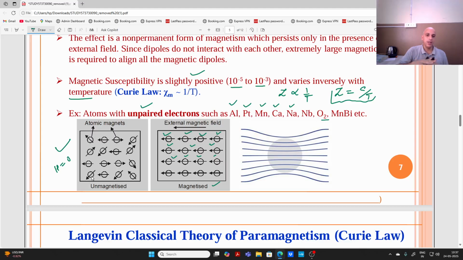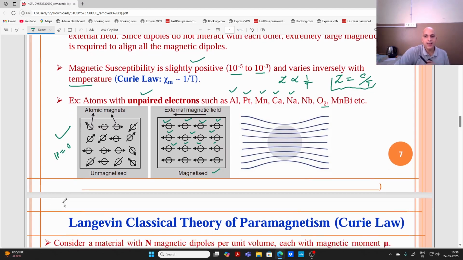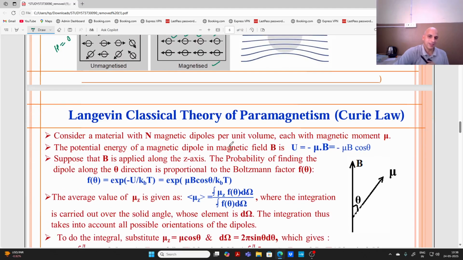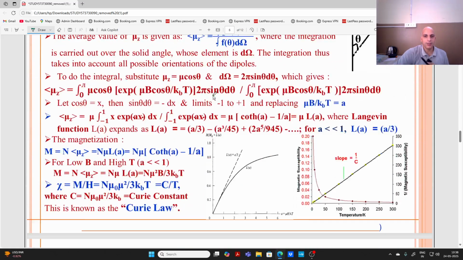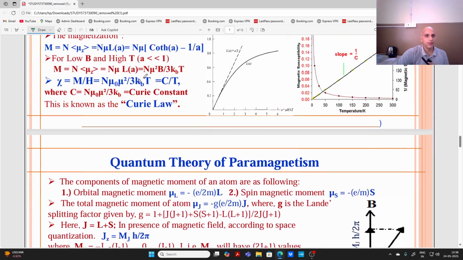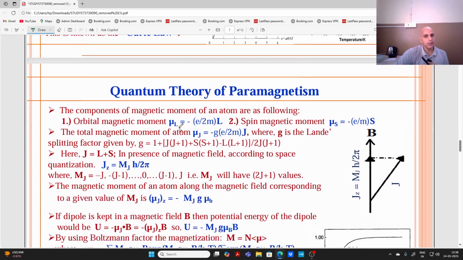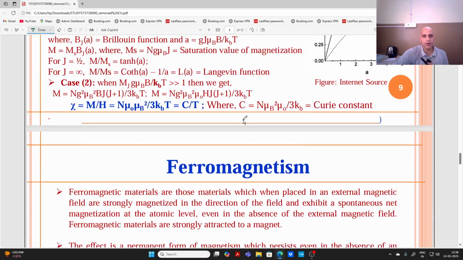So this is the case of paramagnetic materials. Now for the paramagnetic material, again we have the Langevin or classical theory that explains Curie's law. Curie's law means that zeta is equal to C upon T, or zeta is inversely proportional to T, right? Quantum theory again explains the same thing. I am not going into it all. Zeta is equal to C upon T, again, this is Curie's law.